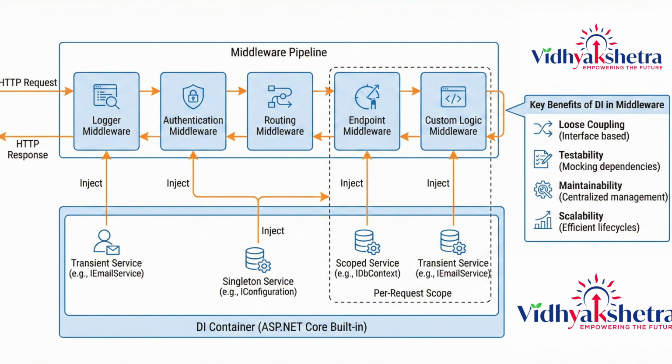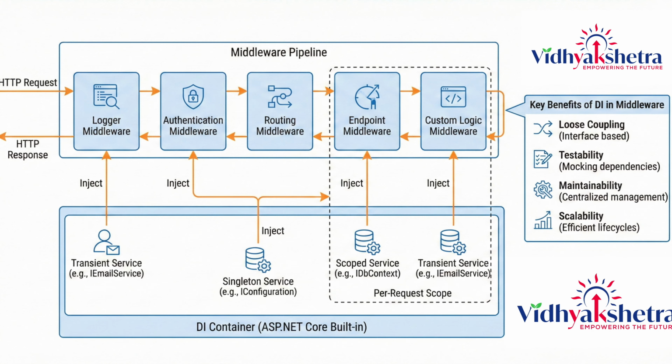The third lifetime is Transient lifetime. Transient services are created every time they are requested. These services are short-lived and stateless. Examples include email services, SMS services, and helper utilities. While transient services provide maximum isolation, excessive use can impact performance if the objects are heavy.